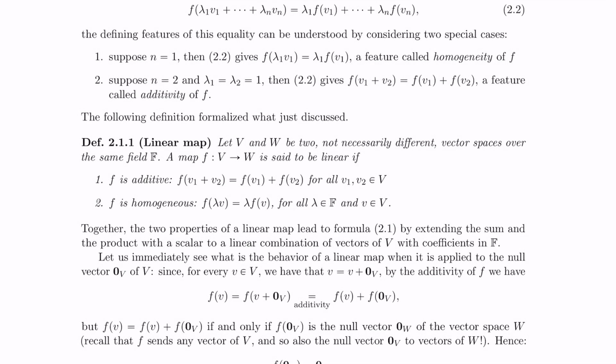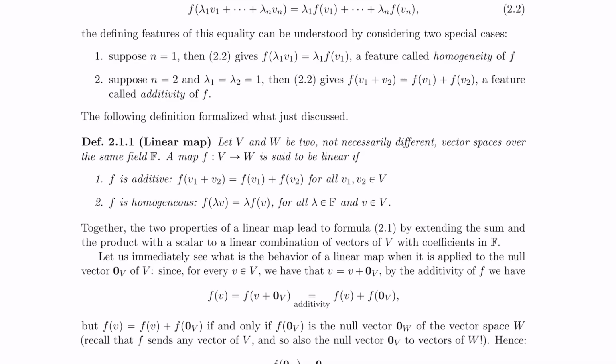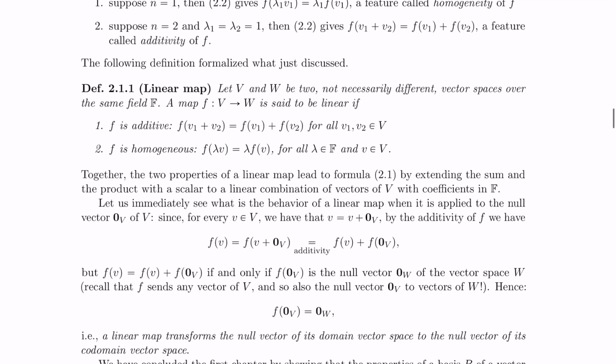We have finished lesson 3 with the definition of a linear map, which is a function between vector spaces that has the property of being additive and homogeneous in the sense specified here. In this lesson, we're going to study this kind of maps in detail. Let's immediately see what happens when we apply a linear map to the null vector of a vector space.